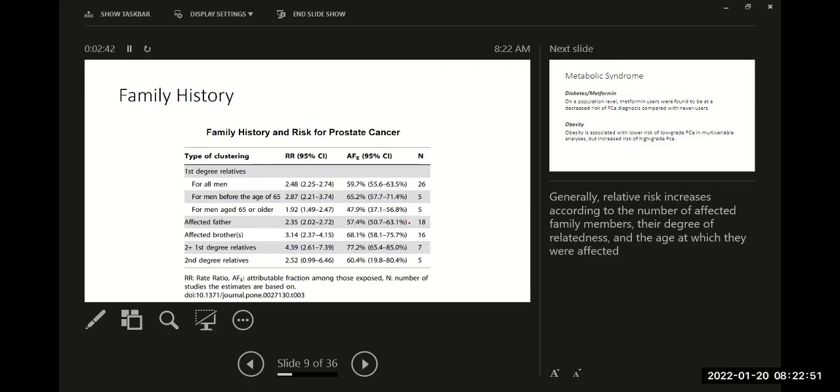Coming to family history and risk for prostate cancer. If someone has a first-degree relative affected, then for all men, the relative risk is 2.48. For men before the age of 65 years, it is 2.87, and for men aged 65 or older, 1.92. If somebody has an affected father, the relative risk is 2.35. An affected brother gives 3.14. If he has 2 or more first-degree relatives, the relative risk is 4.39. And if he has second-degree relatives affected by prostate cancer, the relative risk is 2.52. Generally, relative risk increases according to the number of affected family members, their degree of relatedness, and the age at which they were affected.